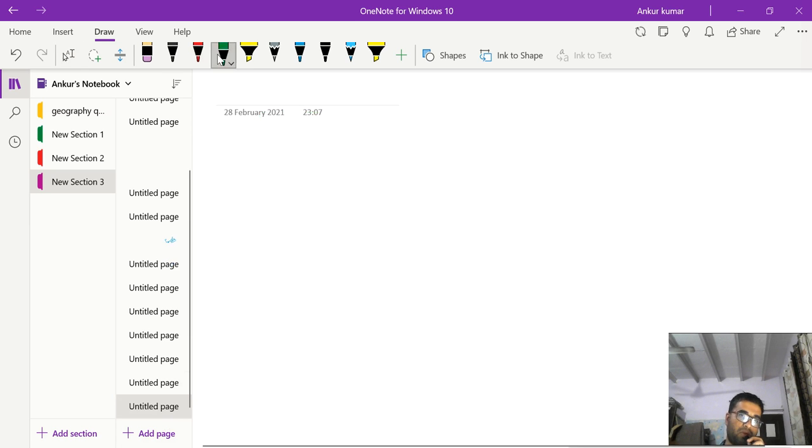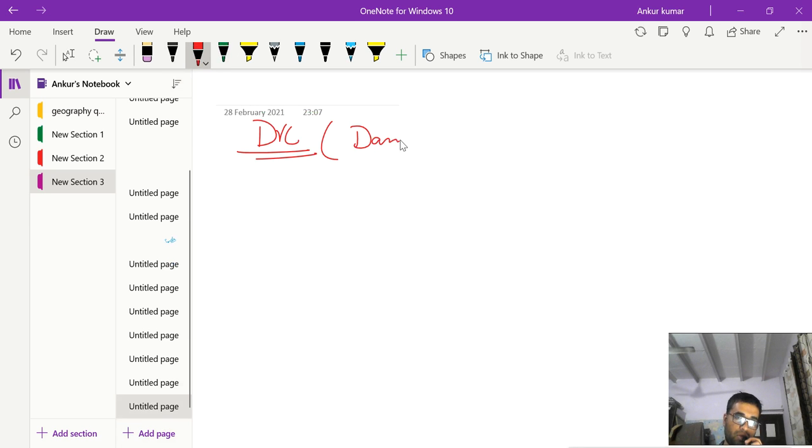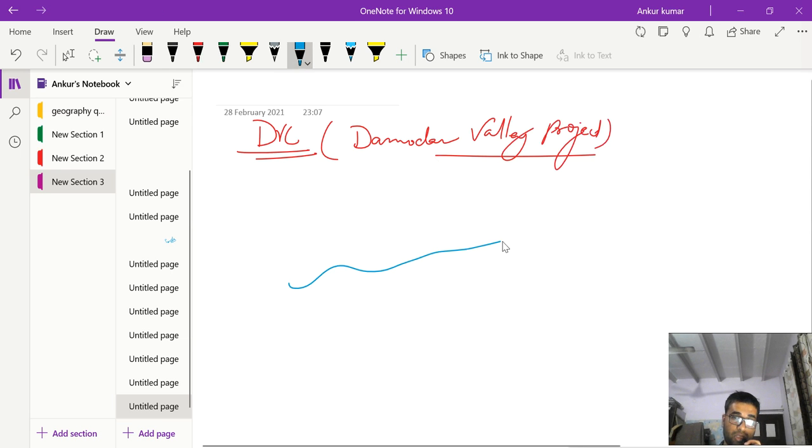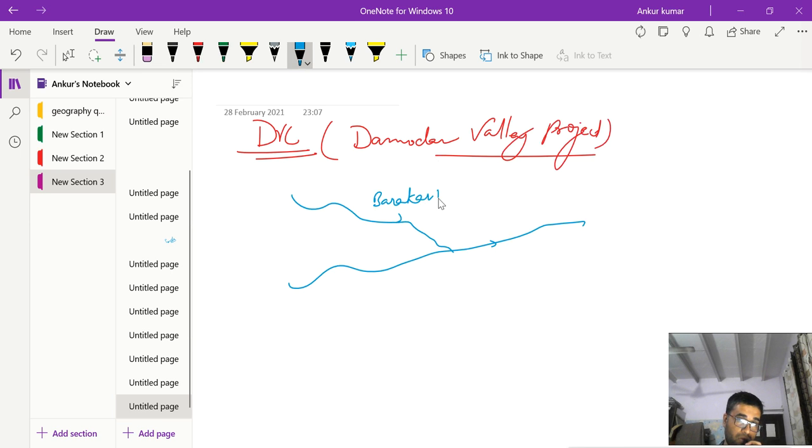Moving on to the next one, that is the Damodar Valley River Project, DVC. Okay, Damodar Valley Project, right? So this is the Damodar River here. Okay, this is Damodar River, right? This is the main tributary of Damodar River, that is Barakar River, right? So this is Barakar River, and this is the Damodar River.